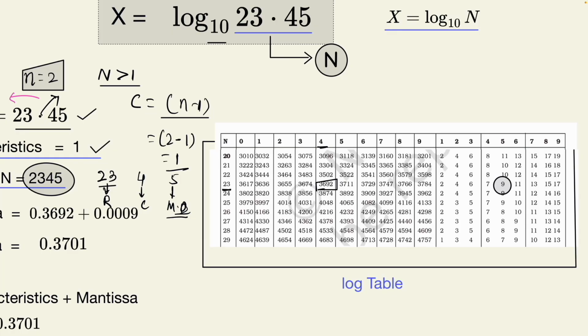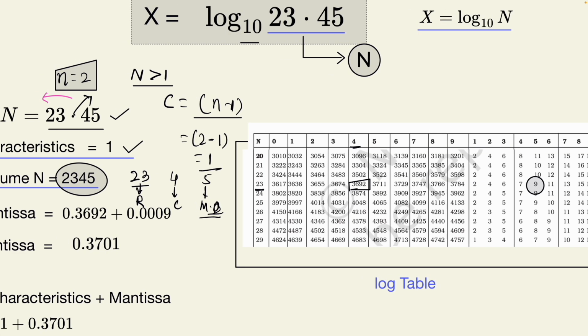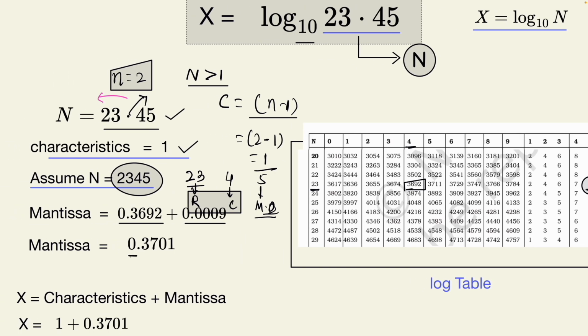So based on that, as we know that Mantissa is only represented in terms of decimal, so for the combination of row and column, we got the value as 0.3692. Means this 3692 will be represented as 0.3692. And what about this 9? It will be added. So it is 0.0009 because both will be on the fourth decimal. So now if we add both of it, we get 0.3701. So we got the value of Mantissa.